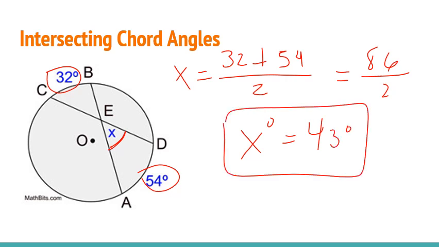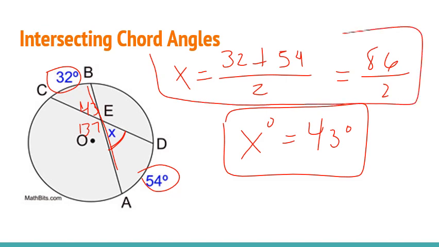If you ever wanted to extend this idea, this would also have to be 43 over here. And then, using angles on a line, you could even find other things you know, like this angle next to it would be 137. So you can start applying a lot of other knowledge, but the intersecting chord angle theorem is this idea here: it's the average of those two arcs.